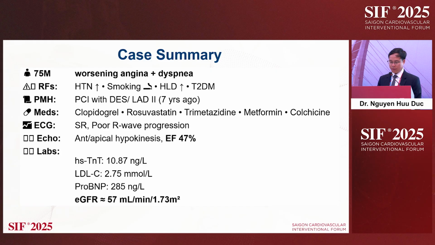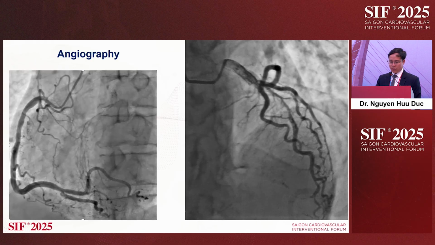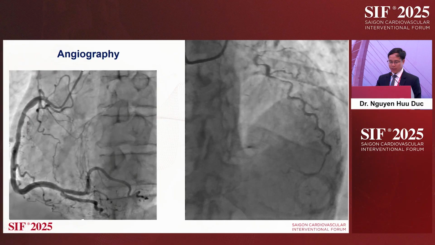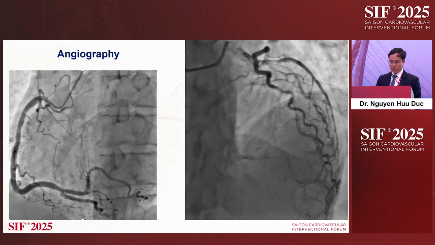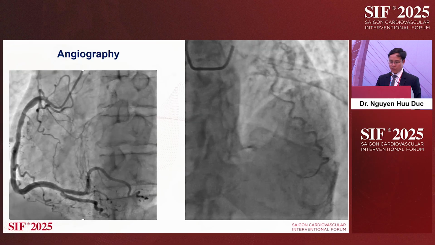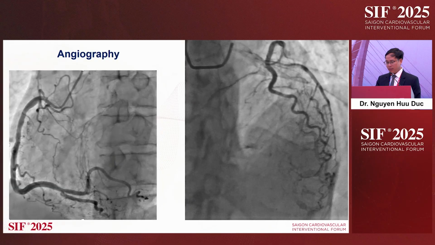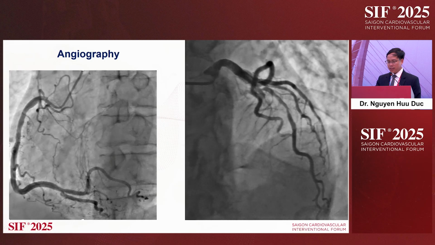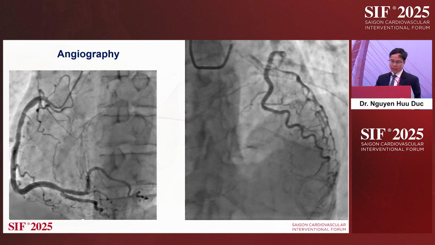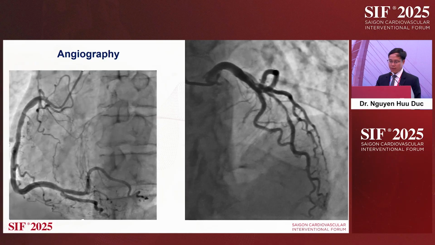EF about 57%. We do angiography. You can see here RCA is quite normal, and we can see some collateral from RCA to LAD. For the left side, we can see total occlusion, in-stent restenosis, and a lesion at the diagonal, Medina 111 or 011.